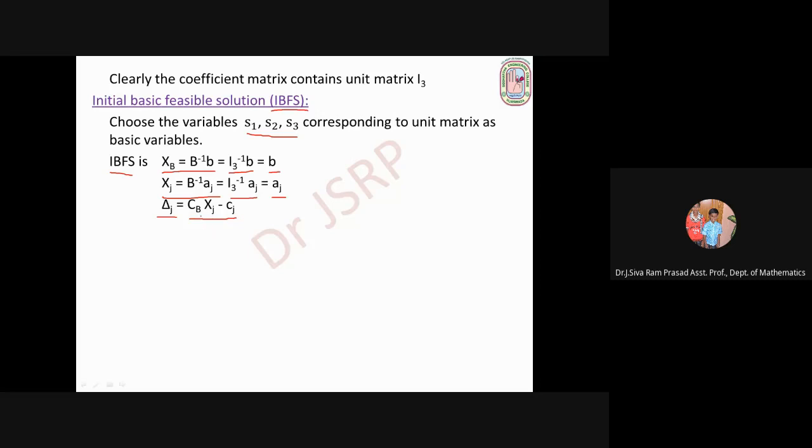I have discussed everything in the algorithm. Cb is the cost vector of basic variables, that is a row vector actually. Capital Xj is this one, the column vector corresponding to each variable small xj. Small cj is the cost of the variable small xj, that is the coefficient of the variable small xj in the objective function. So this is a scalar. So we have to calculate this vector and this scalar corresponding to each variable. Okay, so we do this in tabular form.